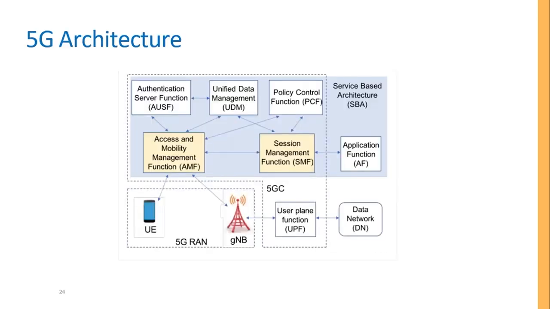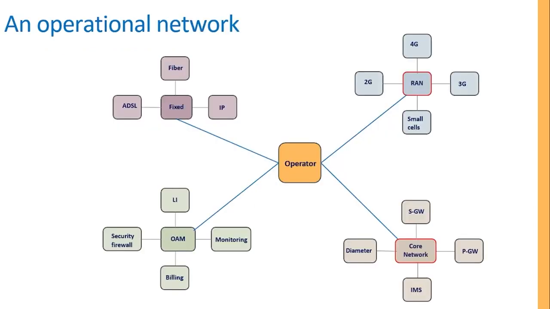A 5G architecture consists mainly of a UE, a UPF, that's a user plane function, and a data network, as shown on the screen. An operational network is shown on the screen, where a RAN has 2G, 3G, 4G, and small cells, as well as a core network, and an OAM network is connected to the operators, as shown on the screen.